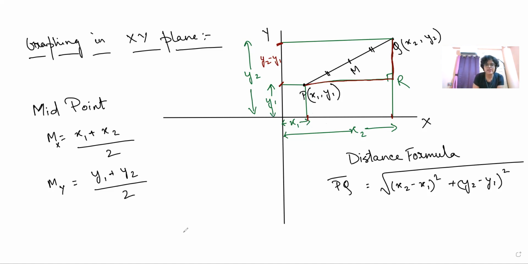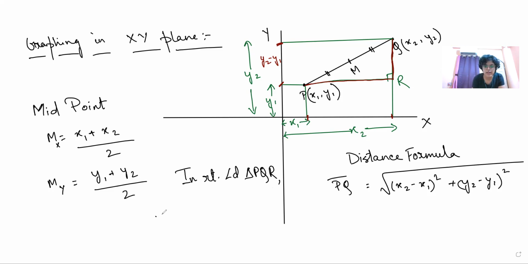Now, in right angle triangle PQR, you don't have to write right angle, that's visible from the figure. We can apply Pythagoras theorem because it's applicable in any right angle triangle. And we know from Pythagoras theorem that the square of the hypotenuse is equal to the sum of the squares of the perpendicular and the base.